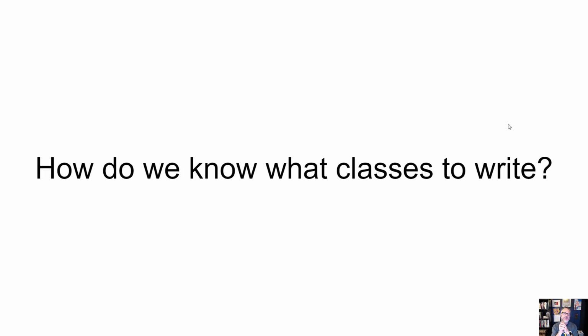So the obvious question is, how do we know what classes we are supposed to write, and how do we know what their characteristics are going to be? The short answer, unfortunately, is experience. As you do more development, you write more programs, you'll get more experience and you'll know sort of what the classes should be. But we can formalize the process a little bit.